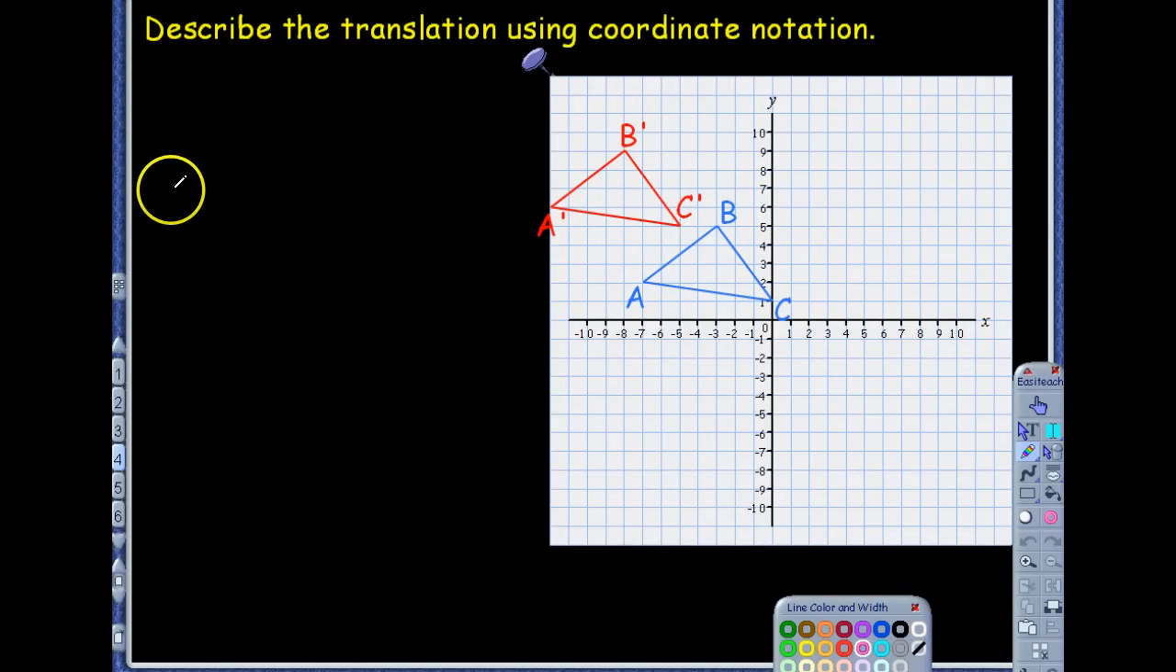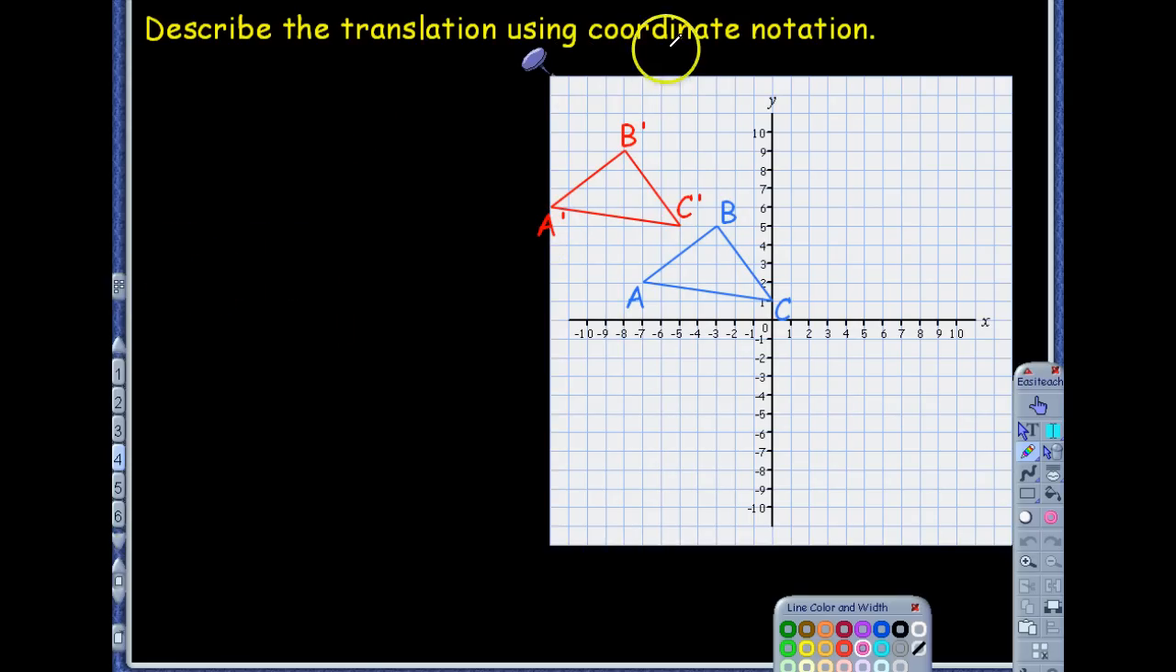And how do I know which one's my pre-image? Good question. Well, you may be thinking red or blue, but on a black and white sheet of paper, it's probably not going to come out that nice. So what is it that we always make sure we put with our image? Image has the prime symbols. So we know that this figure up here, this red figure, has to be my image because it has the prime symbols. Okay. So starting with the blue, moving to the red. Starting with the B, going to the B prime. Starting with the A, going to the A prime.